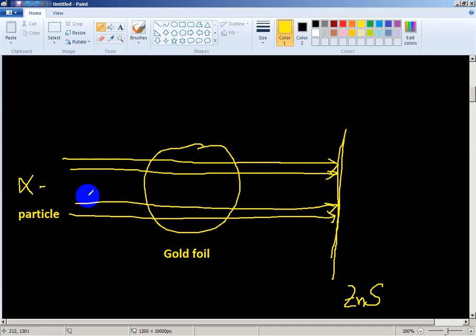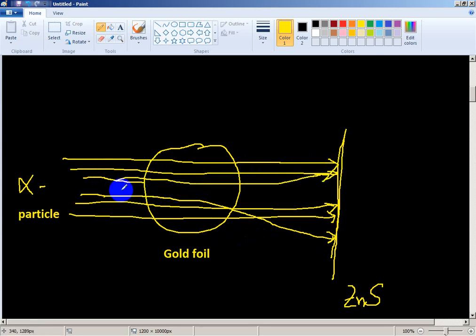But some particles, about 1 in 10,000, are deflected. Most particles move straight through, some particles deflect, few particles deflect, and about 1 in 20,000 deflect 180 degrees, fully deflected. So we understand this from the experiment.